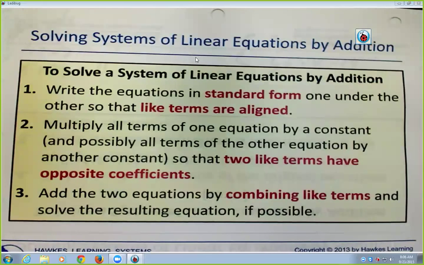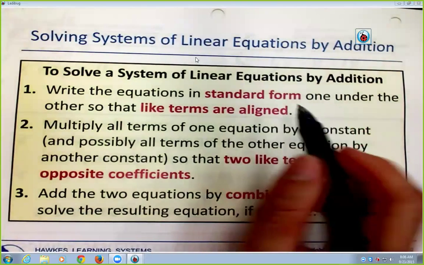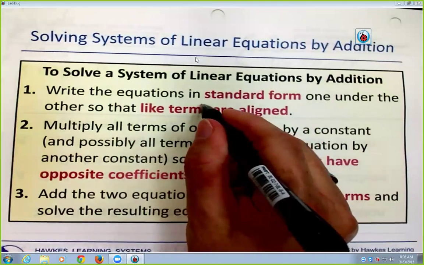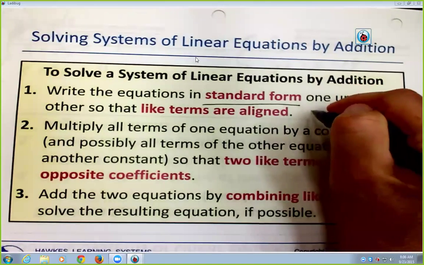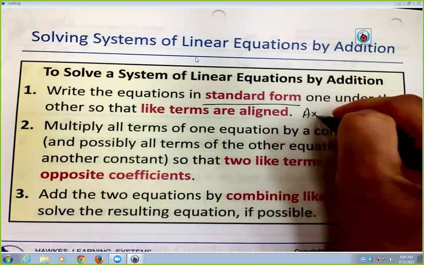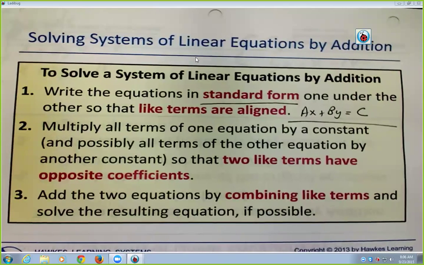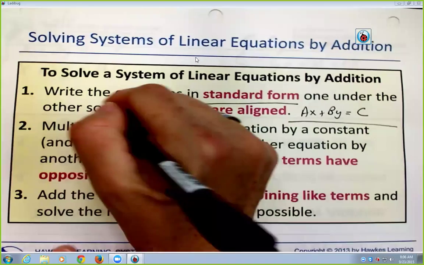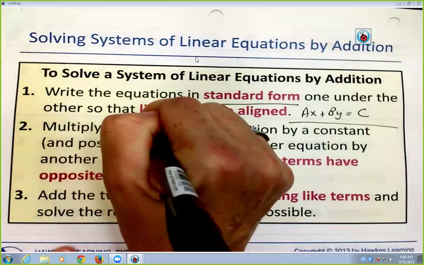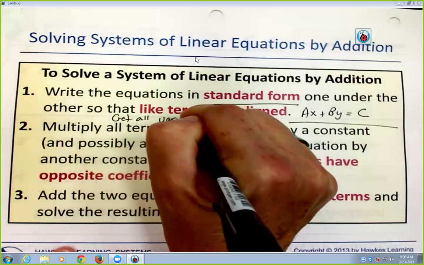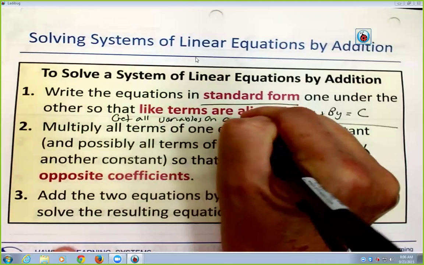First off is our methods for doing these. It says write the equation in standard form. Standard form means that it's in ax plus by equals c. So in standard form, I need to have all my variables on one side and my constant term on the opposite side. In other words, get all variables on one side.